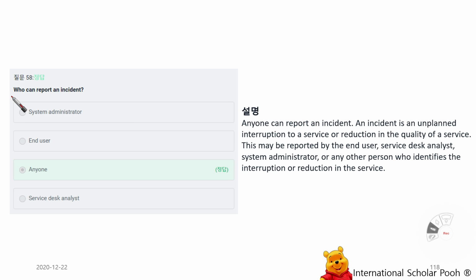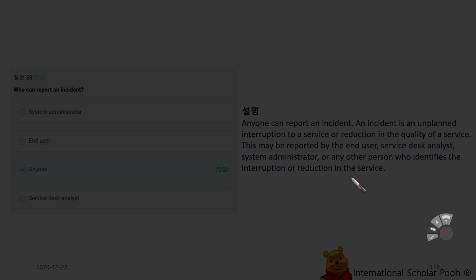Who can report an incident? Anyone. Anyone can report an incident, an unplanned interruption to a service or reduction in the quality of a service. This may be reported by the end user, service desk analyst, system administrator, or the person who identifies the interruption or reduction in the service.